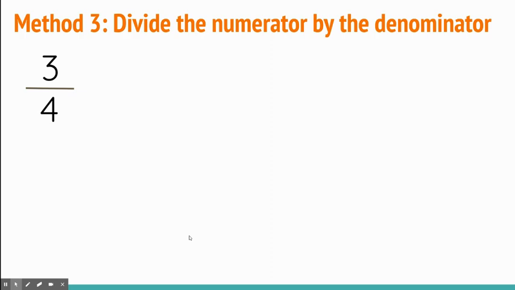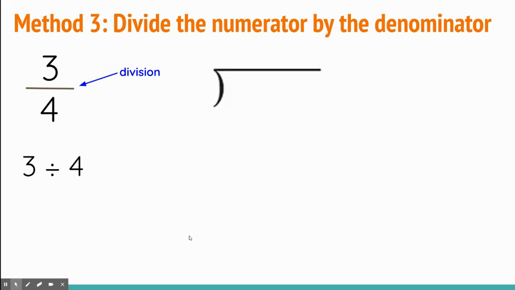To divide the numerator by the denominator, you have to think about the fraction bar as the division symbol, because this is actually mathematically true. The fraction bar is a division symbol because it means division. So I'm going to take 3 and divide it by 4.